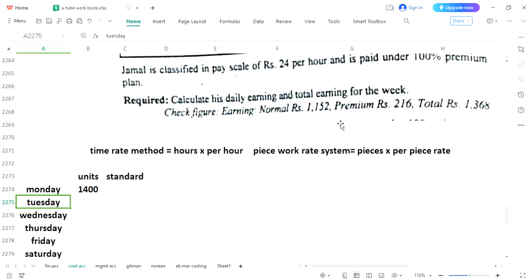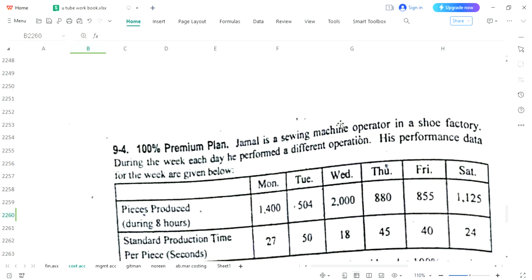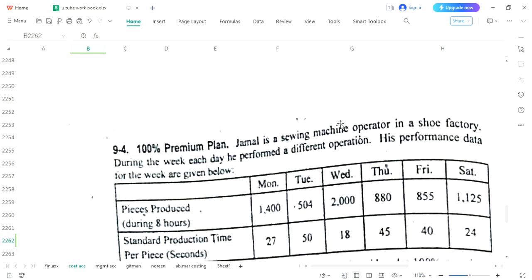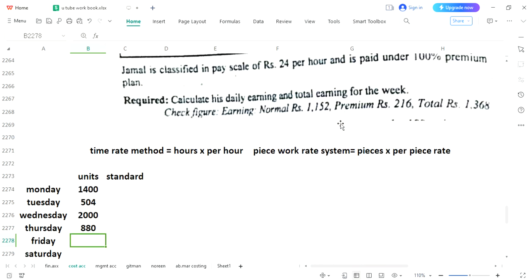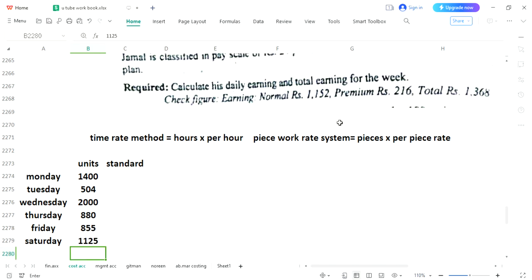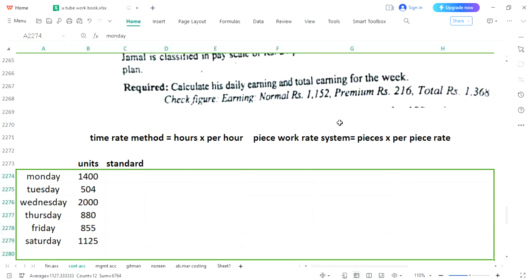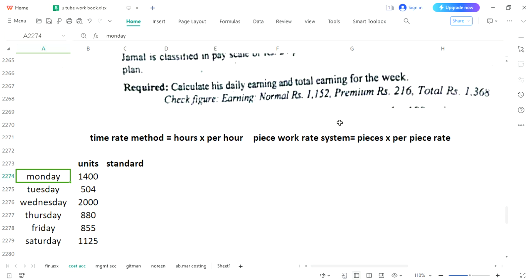1400, 504, 2880, and then we have 855, 1125. Alright guys, this was really important because you won't be turning your page up and down again and again.